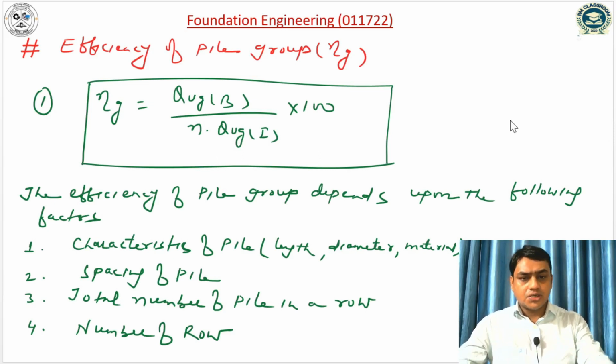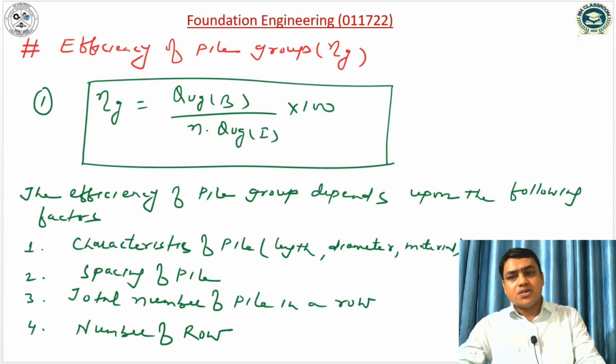That is the ratio of the ultimate load of the block due to the block action and the individual pile ultimate load. So this is the ratio of QUGB divided by QUG individual into n, where n is the number of piles, into 100. The efficiency of pile group depends upon the following factors, like the characteristics of the pile, like length, diameter and material, and similarly the spacing of the pile, total number of piles in a row and number of rows. So these are the various factors that affect the efficiency of pile group.